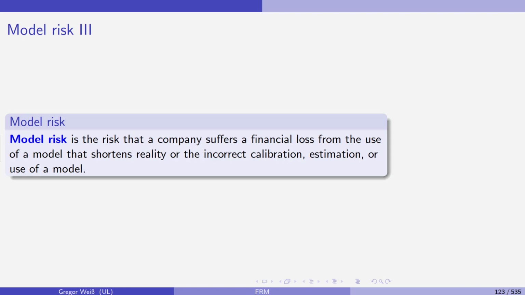So first of all, a model by definition always shortens reality. It wouldn't be a model if it depicts reality at 100%. Then we wouldn't need a model. A model always simplifies, but it could be that the model simplifies too much. It leaves out certain aspects of reality that we need for a proper risk measurement, or we calibrate it wrongly. We have the wrong estimation or the wrong use.